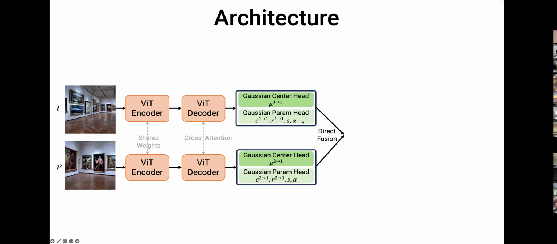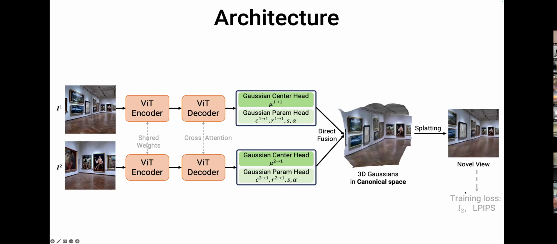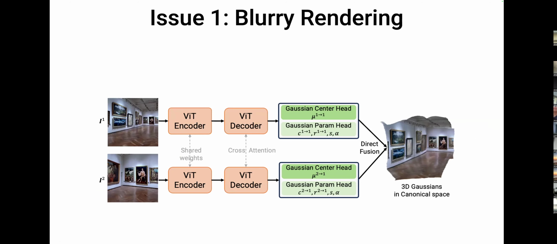What you can do is directly fuse these two together, so you don't need to do the warping as we said before. That's basically the 3D Gaussians in canonical space. Then you can again do novel view synthesis: you splat to novel views and apply a loss on these novel views with L2 and LPIPS. So it's extremely simple. However, it doesn't work out of the box like this. I wish it did, but there are multiple issues.